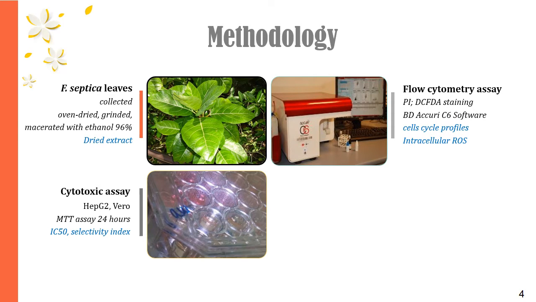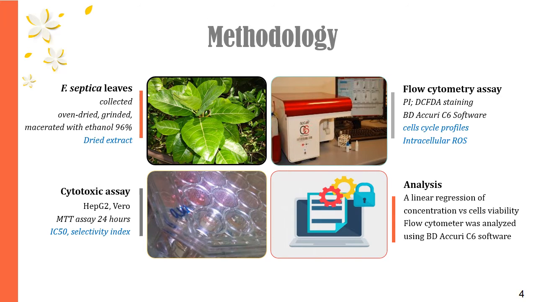Flow cytometry was used with propidium iodide staining to evaluate cell cycle profile and DCFDA staining to identify intracellular ROS. The analysis used linear regression to show correlation between concentration and cell viability to attain IC50 and selectivity index. Flow cytometer data was analyzed using BD Accuri C6 software.